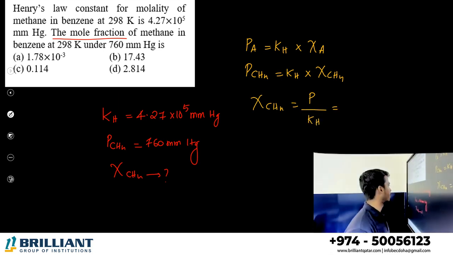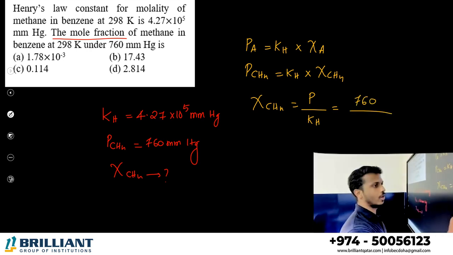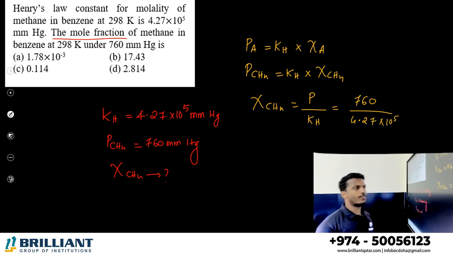What is the pressure given? Pressure given here, 760 divided by KH value, 4.27 into 10 to the power 5. So definitely 760 by 4.17 something comes. But the power is there, dear student.